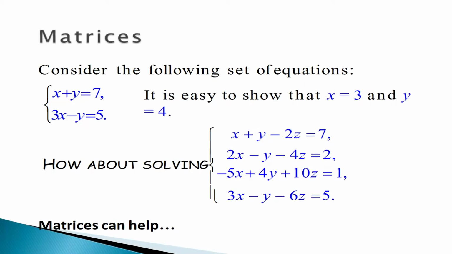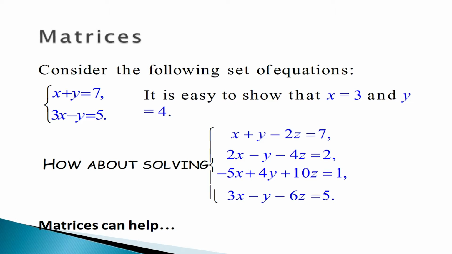Consider the following set of equations. Suppose x plus y is equal to 7 and 3x minus y is equal to 5. This equation can be solved by the elimination method or any other method. We can easily find that the value of x becomes 3 and y becomes 4.